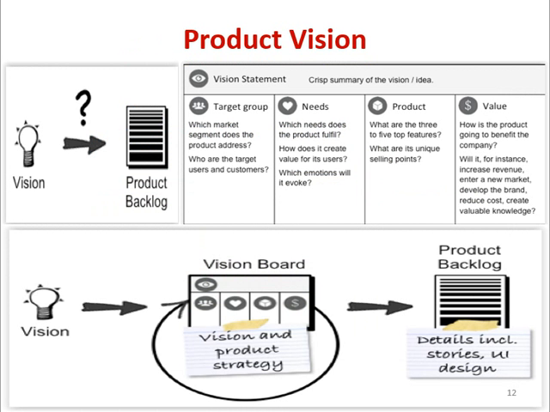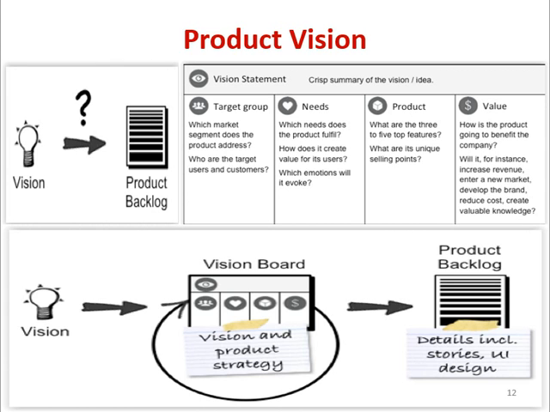So for the product vision, we have a vision, we do some analysis, and we finally create a product backlog. The vision statement is a crisp summary of the vision or an idea. The target group: which market segment does the product address, who are the largest or the target users and customers. Then finally the purpose, the need: which needs does the product fulfill. If you are a telecom operator entering into a new market, what will the needs be? Fulfillment, assurance and billing. You provide the customer with a good network with the services of voice, SMS, data. So that is the purpose, that is the need.